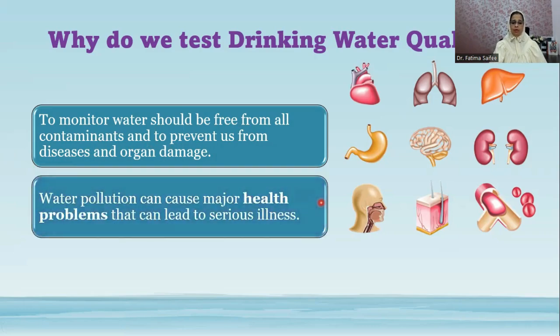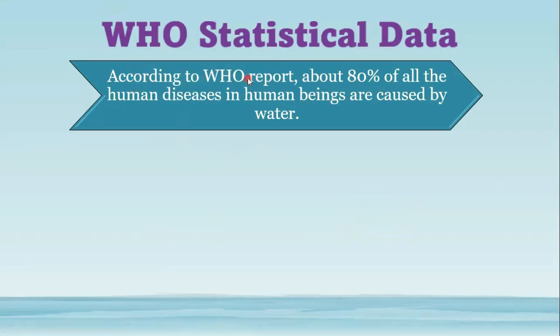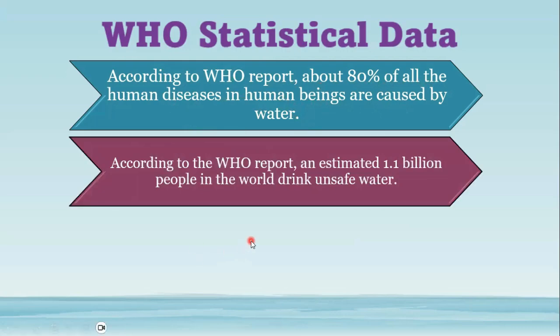Water pollution can cause major health problems that can lead to serious illness. Statistical data shows that according to the World Health Organization report, about 80% of all human diseases are caused by water. That means 80% is not a small ratio, it is very high. Based on the WHO report, we can say there is so much contamination in the water.